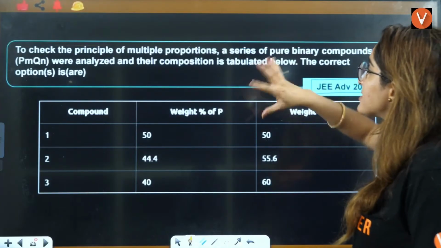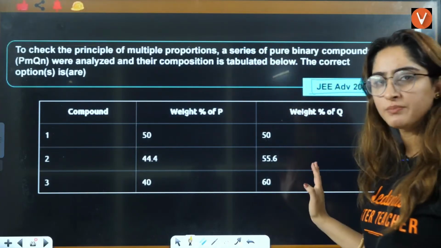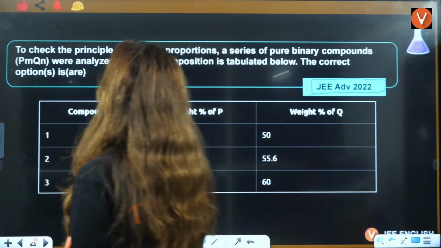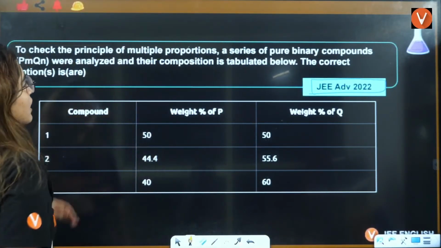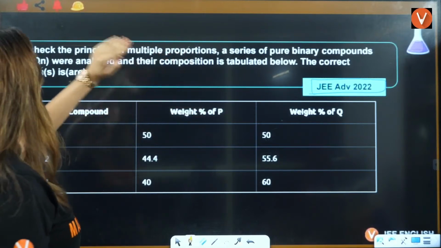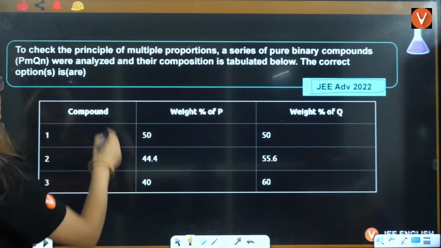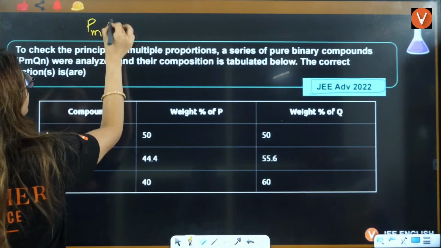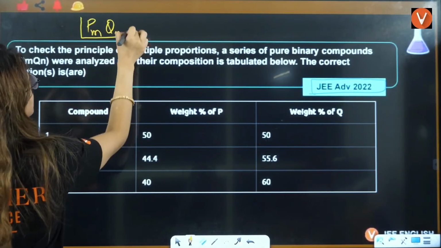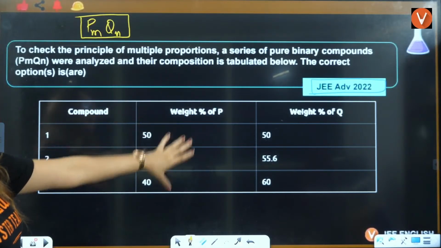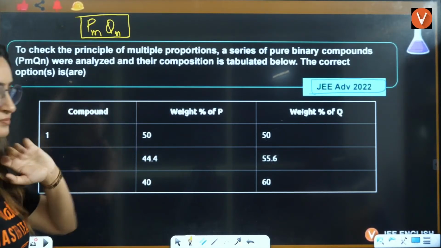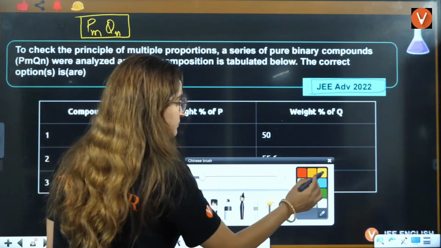To check principle of multiple proportion. Can you tell me what is the principle of multiple proportion? A series of pure binary compounds, this is P, M, Q, N. This was given. Their composition is tabulated below. The correct options are C.